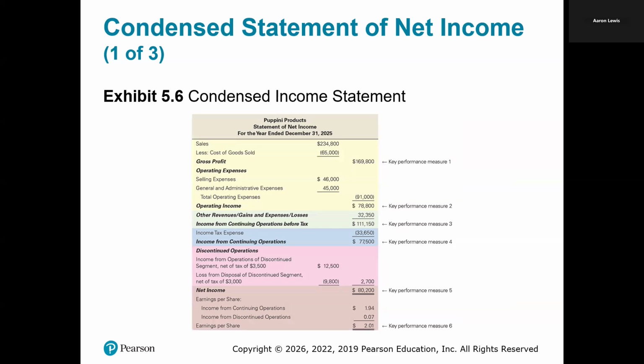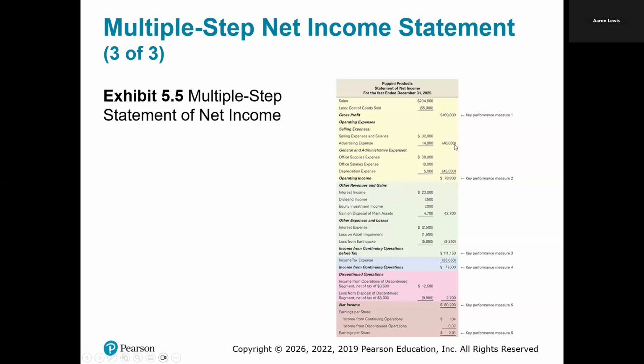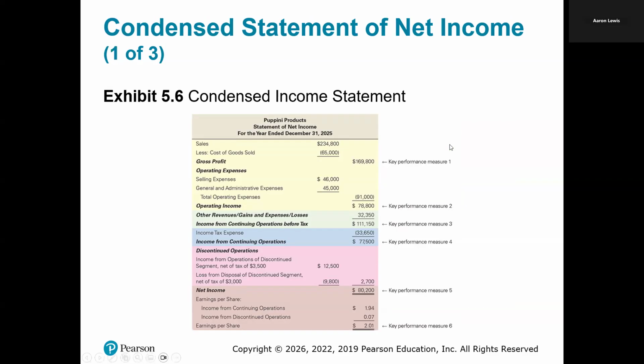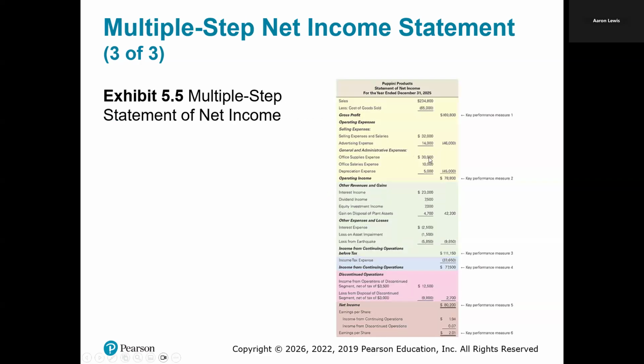This is a condensed version of an income statement. As you can see, it's the same number for the bottom line. It's just how they report the individual items. We have selling expenses of 46,000. Well, if we go back to the other income statement, we do see that in fact is the total of the selling expenses that they had. Same thing's true over here for their G&A expenses. It was 45,000, also the sum that they had when they broke everything down into individual lines.